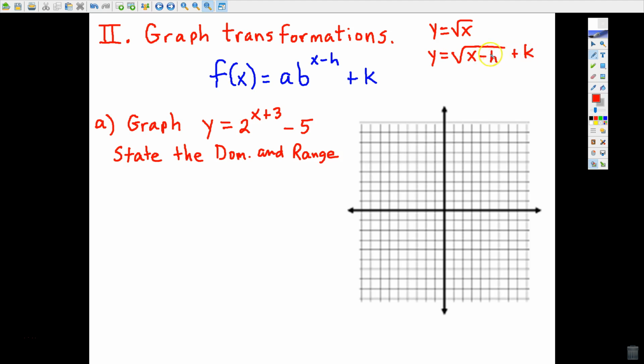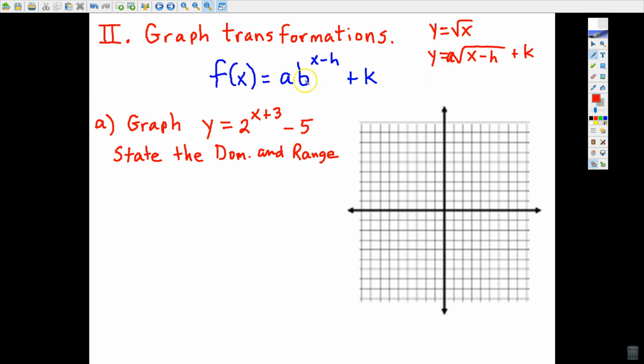And we said that this value h indicates a horizontal movement. If h is positive, then we move to the right. If h is negative, which is going to cause this to become plus, we move to the left. K tells me about vertical movement. Plus means up, minus means down. And if I did have a number in front, that's going to indicate either stretch vertically or compression vertically.